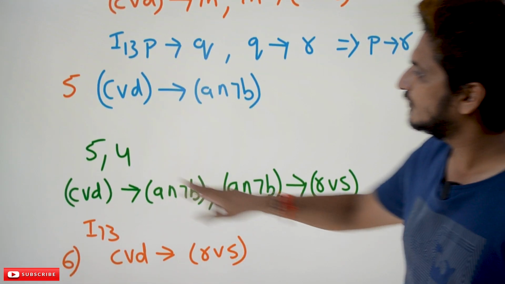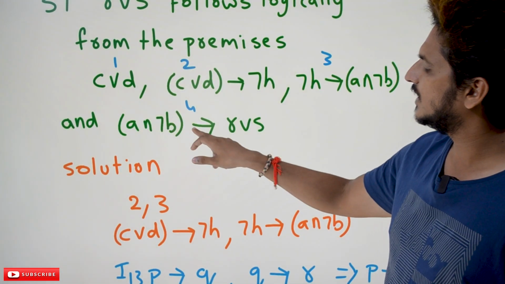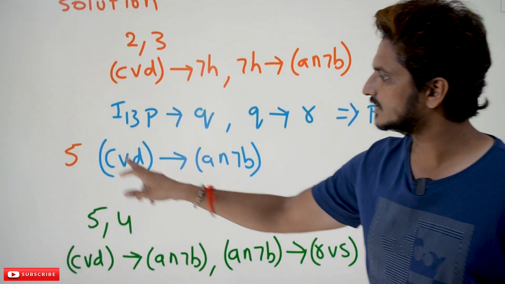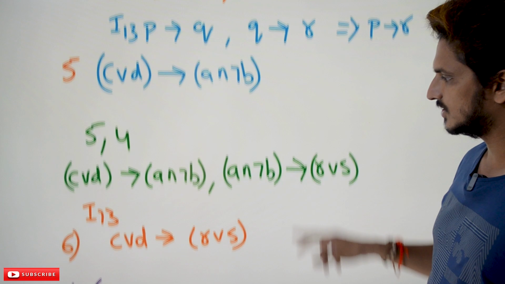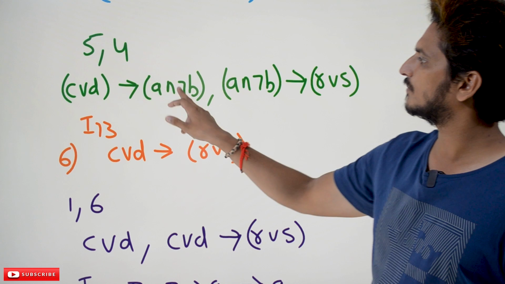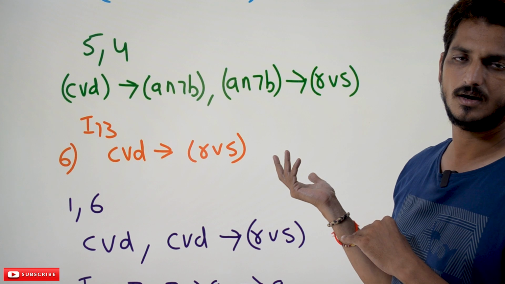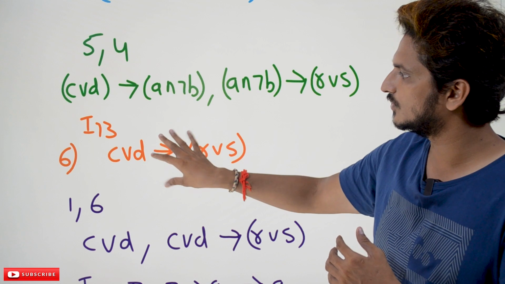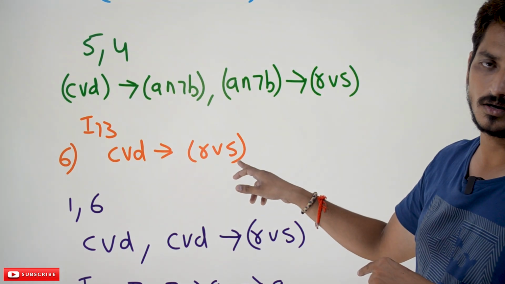Take the fifth one and the fourth one. The fourth one is A conjunction negation B implies R disjunction S. The fifth one is C disjunction D implies A conjunction negation B. This is also in the form of I13. Fifth one and fourth one, written as P implies Q, Q implies R, can be written as P implies R. So from this we can conclude that C disjunction D implies R disjunction S.